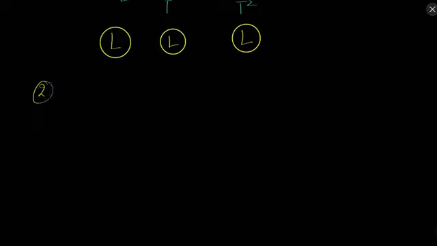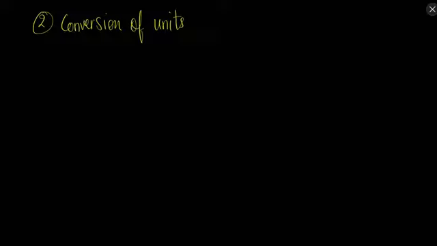Second major point or use is the conversion of units. So we can convert one unit into another unit. We can convert the SI unit into CGS unit or CGS unit into SI unit using this dimensional analysis. Let's take an example. Let's say pressure is equal to force upon area. Force upon area, it is called pressure.